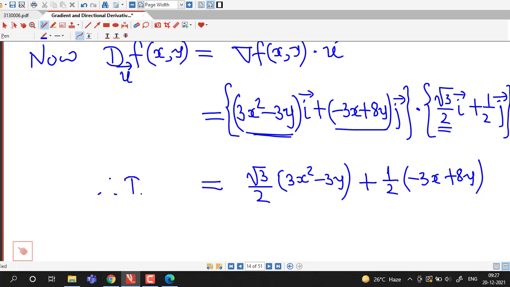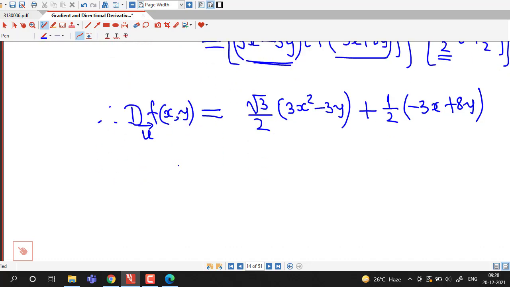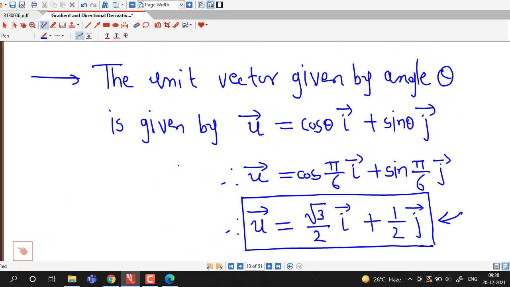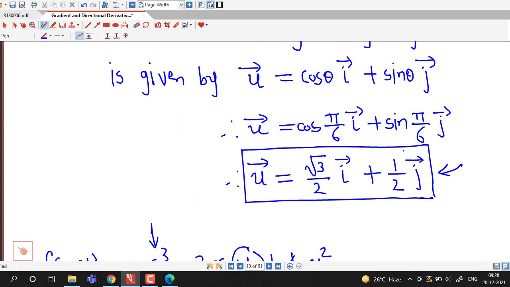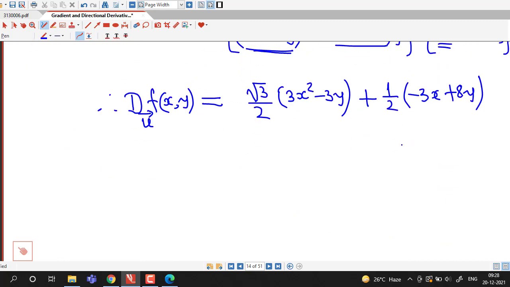So this is the formula for the directional derivative of the given scalar function at any point xy in the direction of unit vector u bar. So we have completed this first part, find the directional derivative at any point xy. Now using that formula of directional derivative, we have to calculate the directional derivative at point 1, 2. So for that we put x equal to 1 and y equal to 2 here.